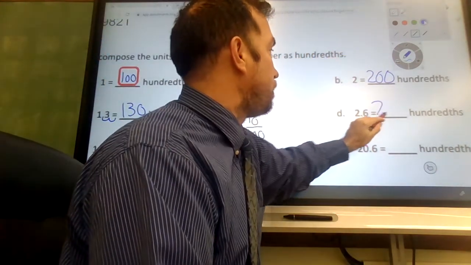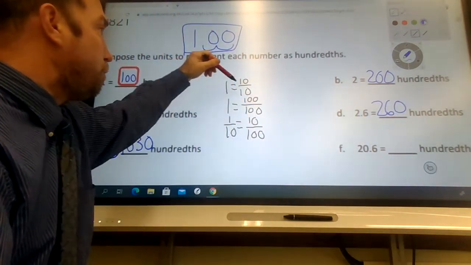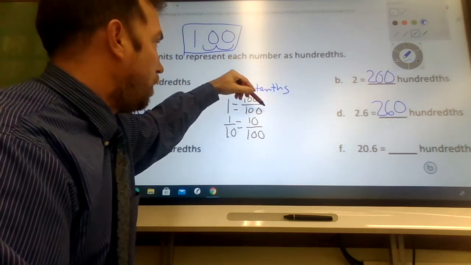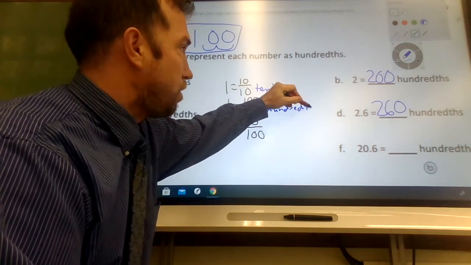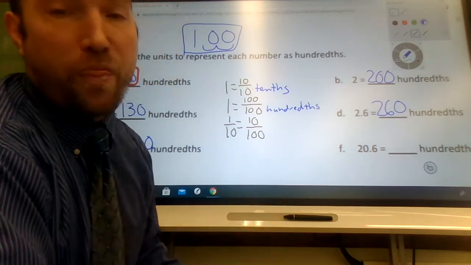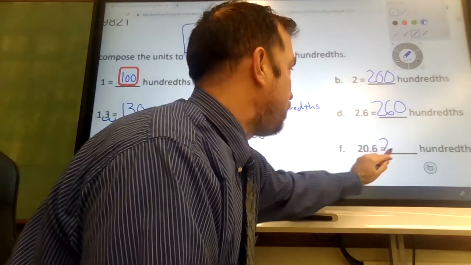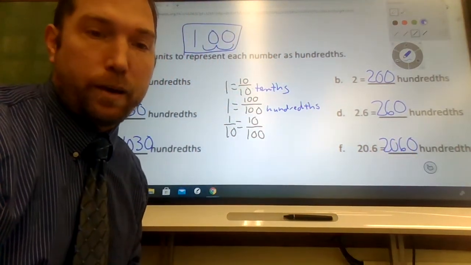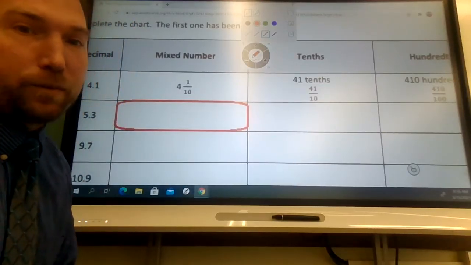$2.60 is 260 pennies. So you have to pay attention to whether it's asking you for dimes, which would have the word tenths, or pennies, which would have the word hundredths. I always talk with my class about sounding like a snake there at the end. Tenths and hundredths. And same thing for this. This would be 2,060. Again, hopefully you can see that pattern. And then these are just those different forms of the same thing.